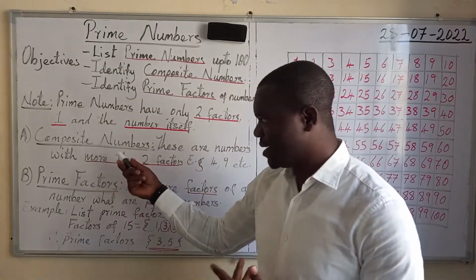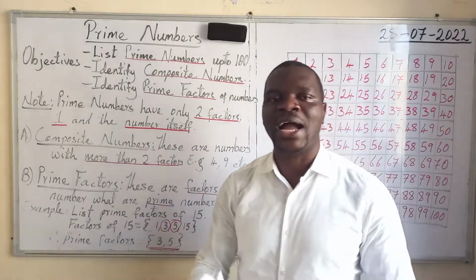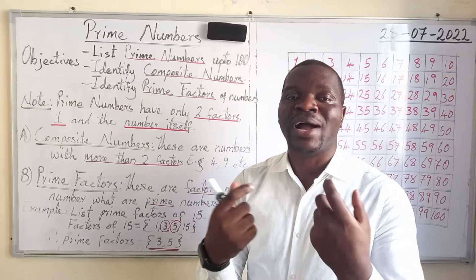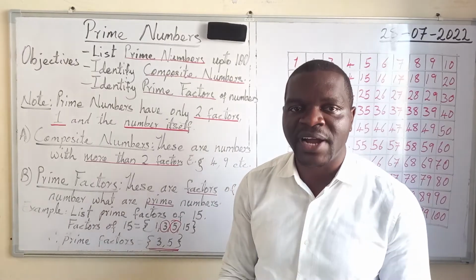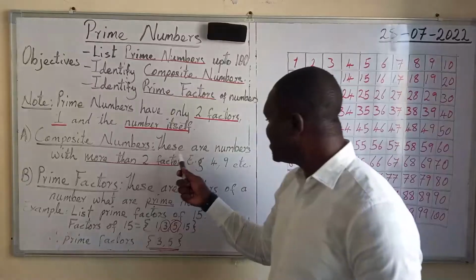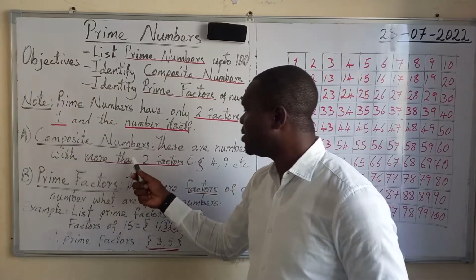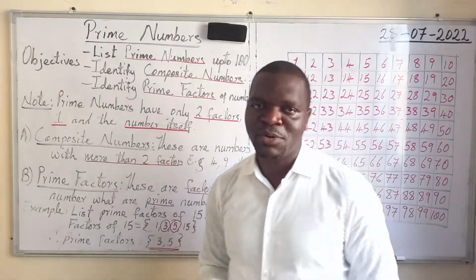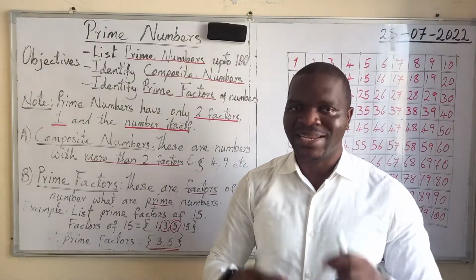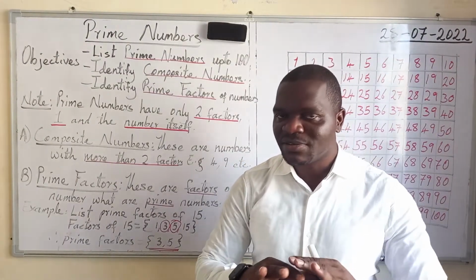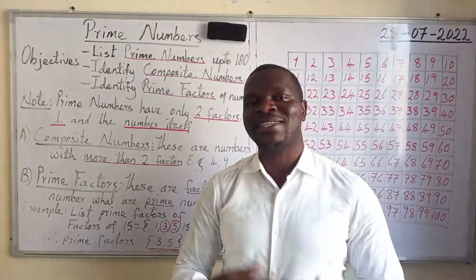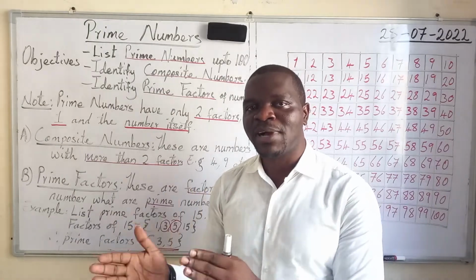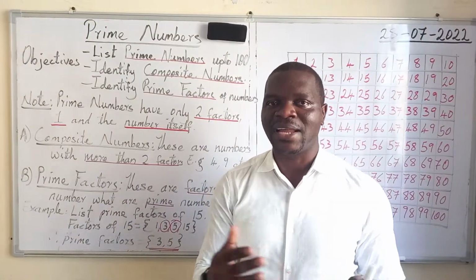Now let's move to the next thing, which is composite numbers. What are composite numbers? As we've mentioned in our objectives, we want to be able to define what composite numbers are. These are numbers with more than two factors, e.g., 4, 9, and so many of them. But for now, at the elementary level, just take note that composite numbers are numbers with more than two factors. So these are numbers other than prime numbers and 1.